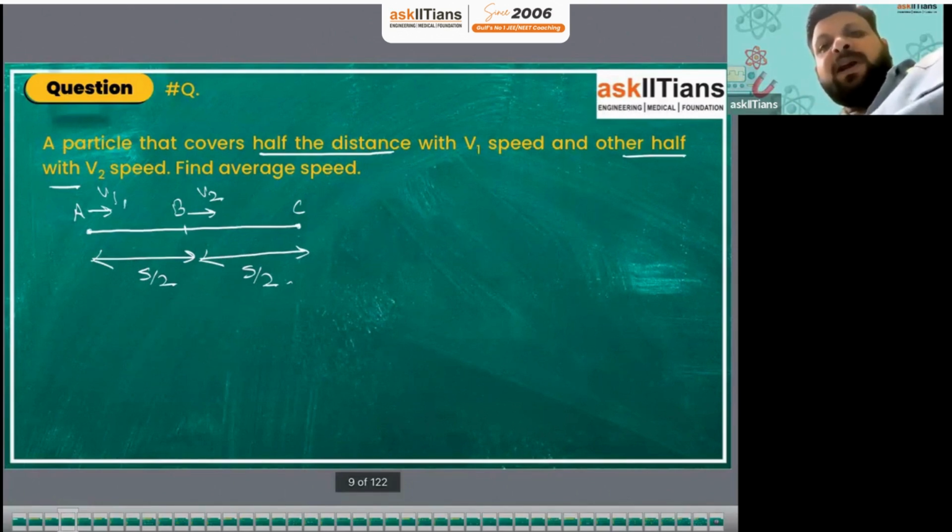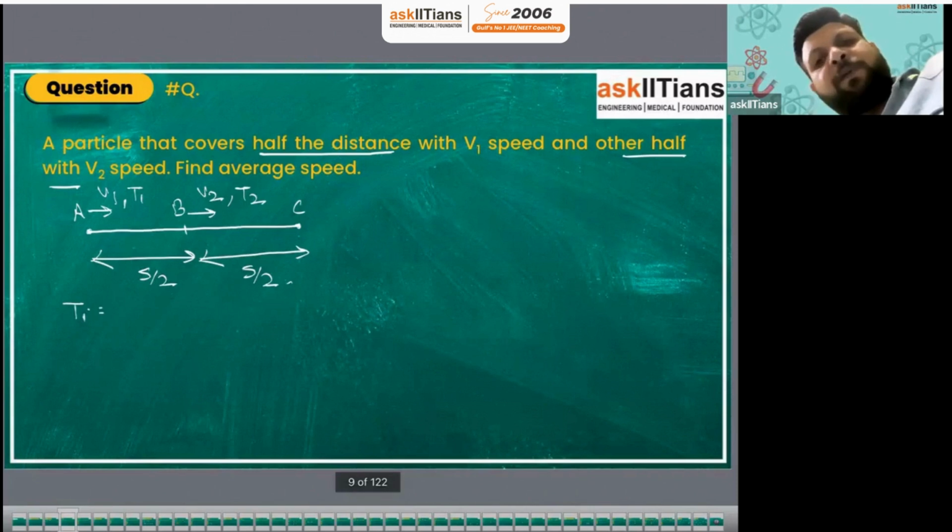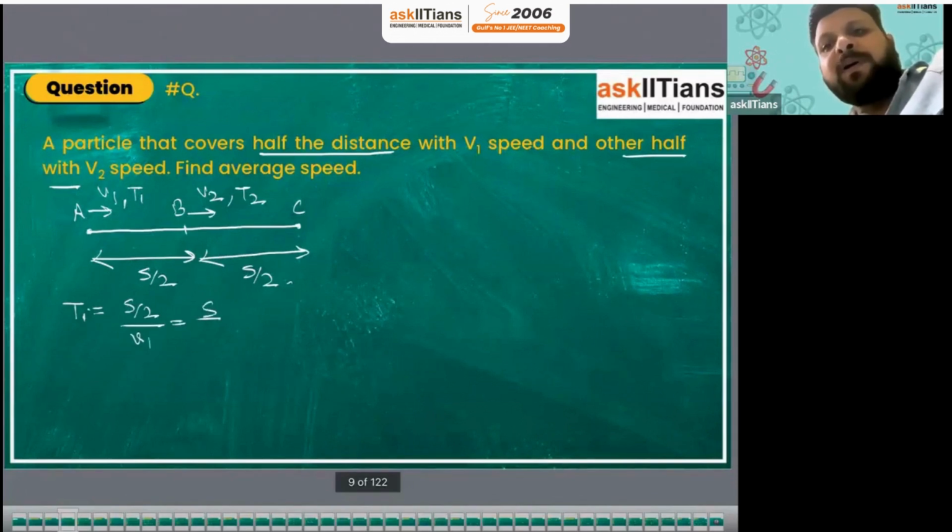Suppose during A to B, time taken was T1, and from B to C, time taken was T2, right? So time T1 will be equal to, as we know, speed is equal to distance upon time. So time will be equal to distance upon speed. So distance from A to B is S by 2 upon V1. So this will be S upon 2V1. Similarly, time T2 will be equal to S upon 2V2.